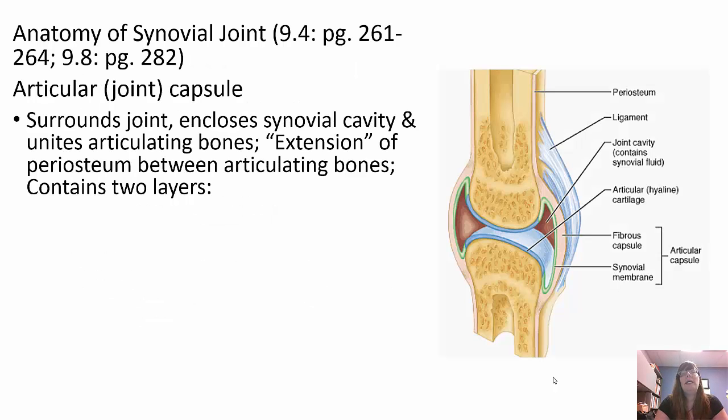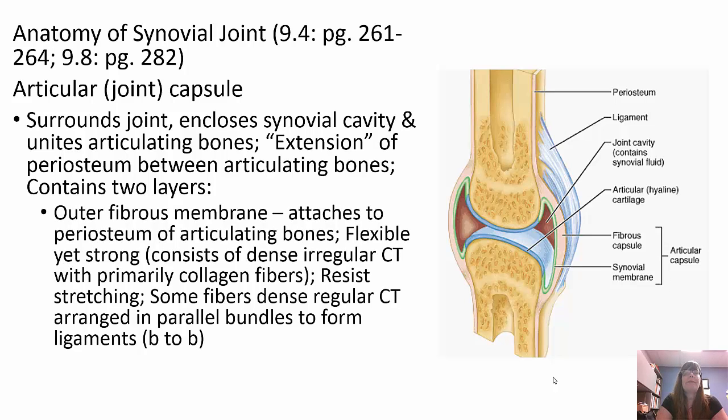So the articular or joint capsule of synovial joints actually has 2 layers. It's kind of an extension of the periosteum between those articulating bones, but the outer layer is a fibrous membrane, and that's what attaches the periosteum of the articulating bones to the cavity. So it's very flexible, but it's very strong. It's made of dense, irregular connective tissue, mostly collagen fibers, but it's still very flexible, like I said, yet strong. It helps resist stretching because those collagen fibers are strong.